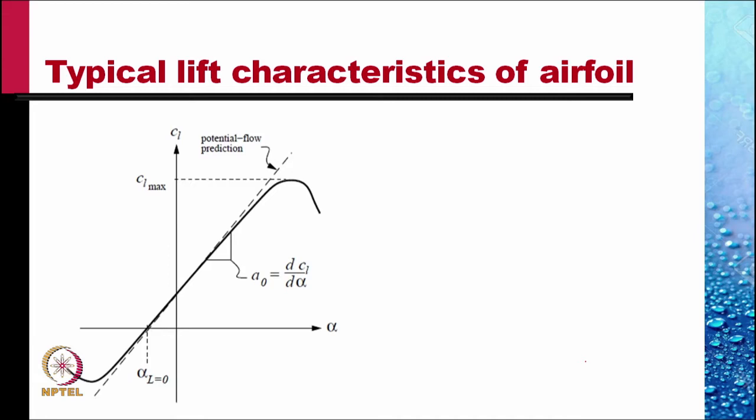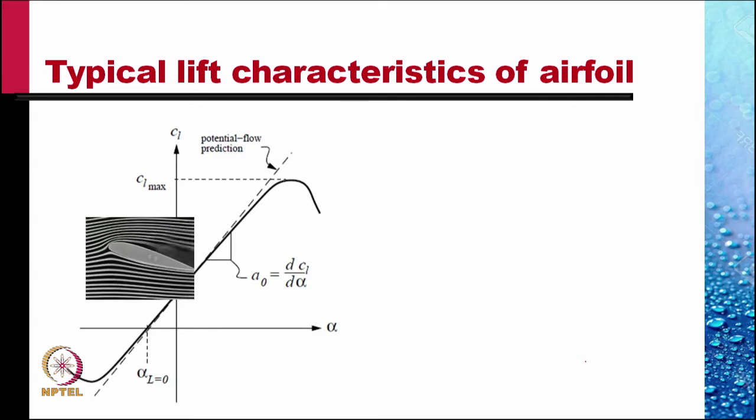Over quite a bit of range, this is a straight line with almost a constant slope. This constant slope can be predicted by potential flow theory, and we will give a glimpse of this potential flow theory right here. But when the angle alpha increases, at a certain value the lift coefficient does not rise any further, and we get a CL max value.